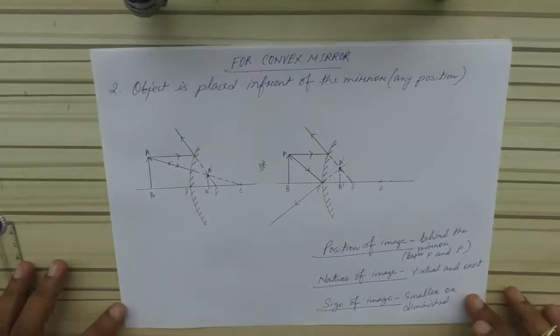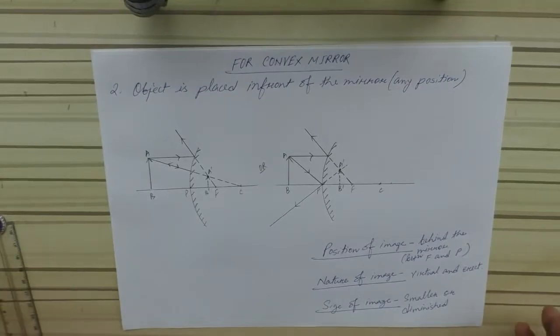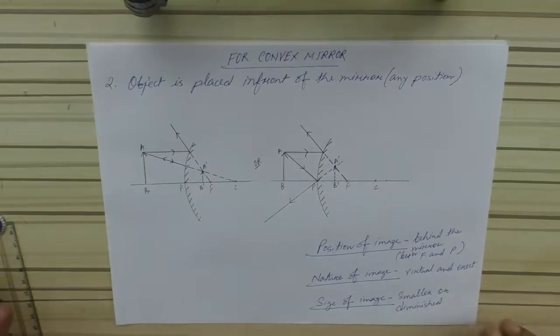So in this way you can draw the ray diagram for convex mirror. The two diagrams are there for convex and six diagrams for concave mirror. About concave mirror, you have seen that both real and virtual images are formed, and magnified as well as diminished images are formed. But in case of convex mirror, a convex mirror always forms virtual, erect and diminished image of the object placed in front of it. Whatever is the position of the object, it always produces virtual, erect and diminished image of the object placed in front of it.